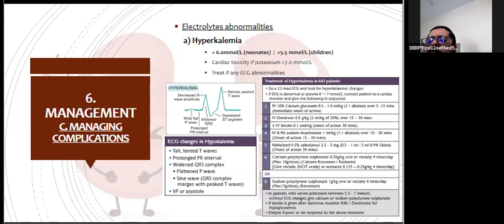Then what about calcium polystyrene sulfonate? How does this work? Calcium polystyrene sulfonate works by GIT excretion. It is slow working, but it is good. It is slow, but effective in reducing the serum potassium.